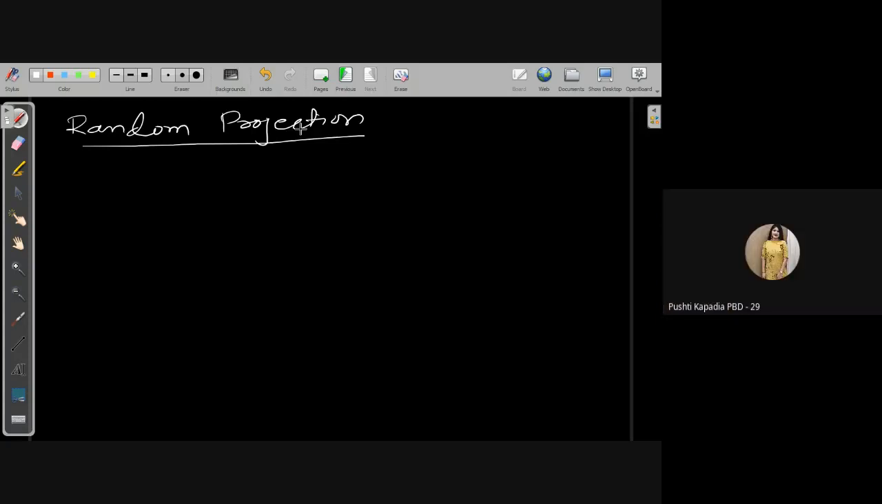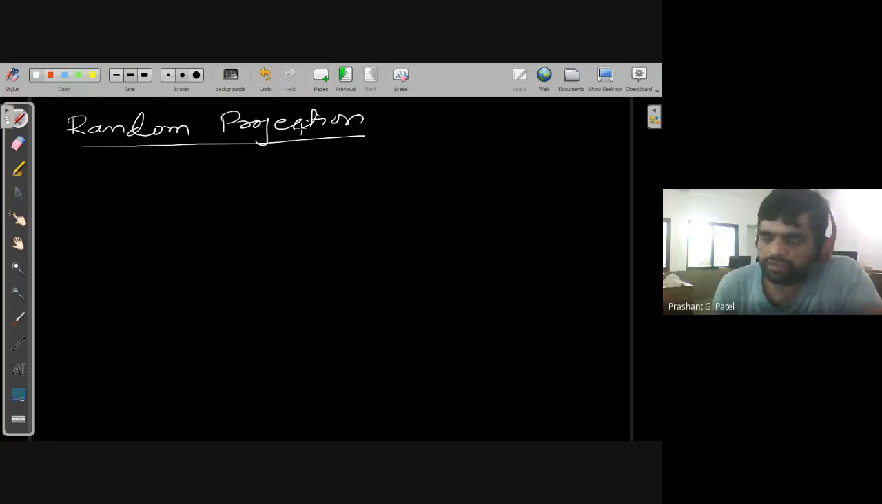Can you consider scatter diagram as a random projection? Scatter diagram is a random projection. Yeah, in one sense, you can say that. See, actually the projection is something you project.